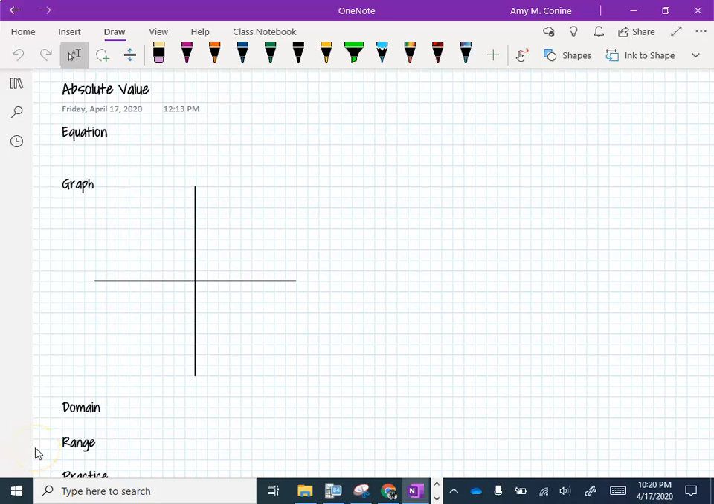Hi everyone. All right, so we're going to talk about absolute value. We touched on it a little bit in the last lesson. So if you recall, your parent function equation looks like this. It's y equals the absolute value of x. And your graph from our last lesson looks something like this. All these x values create this V that's symmetrical on both sides. That's what we talked about in the last lesson.